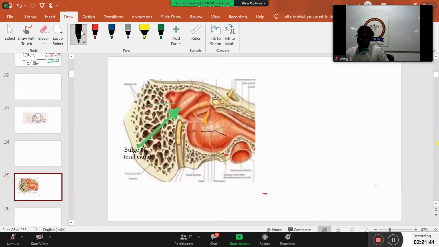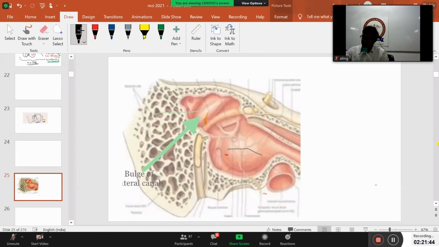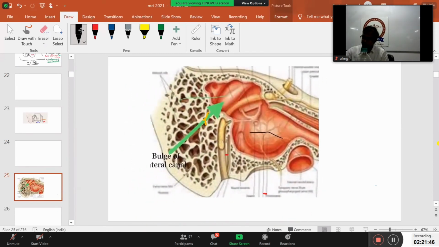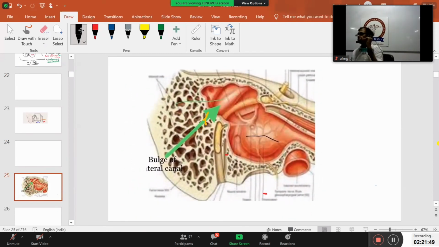This is your middle ear cleft. This is how it looks actually. Okay. So what we are going to do now, I'm going to point at the structures and you're going to identify the structures for me. Middle ear cleft. What is this? Yes? Okay, what is this? Eustachian tube. So you know the first one. What is this? Canal for tensor tympani muscle. Right?